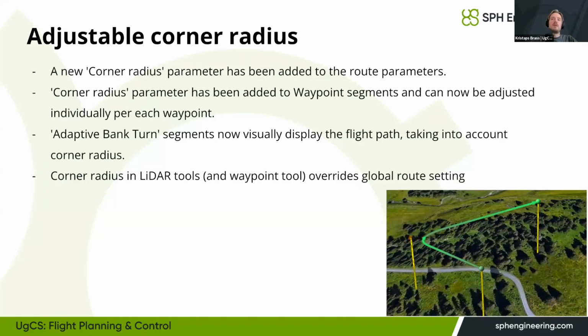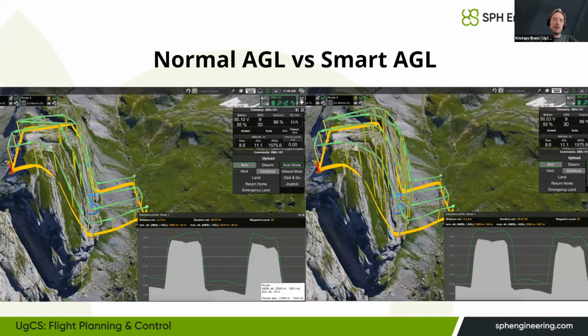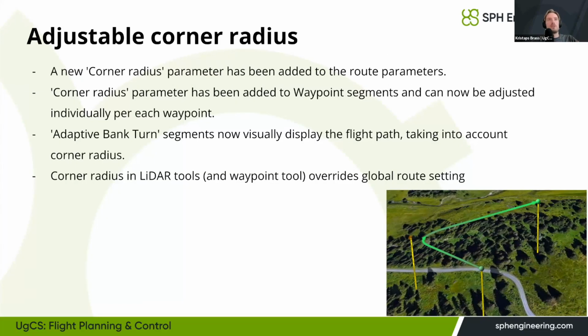Again, we will get to that in more detail when we get to the software demo, but now I want to talk about the third topic here, which is the adjustable corner radius. Up until now in GCS, we have had the adjustable corner radius parameter only for the LiDAR tools, at least in GCS desktop. In the mobile app, GCS for DJI app, there has also been the possibility to change the corner radius. However, there wasn't any visualization, and I think a lot of people did not really know about that function.